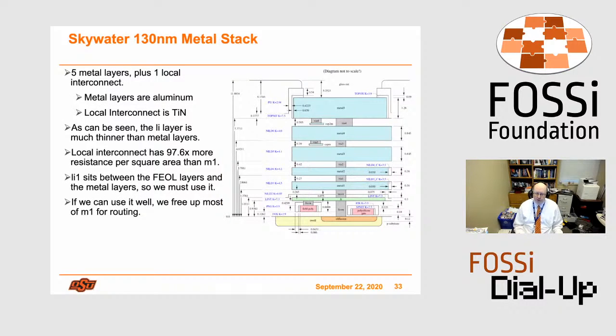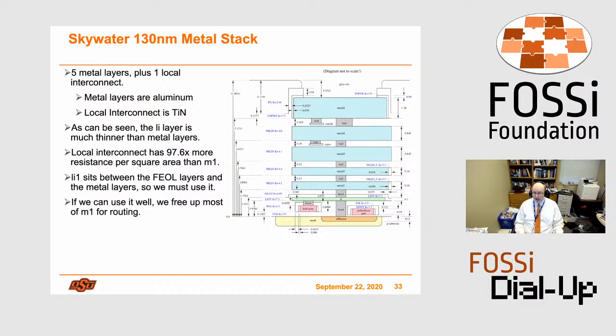So one of the interesting things that we've tried to do, and I hope this makes sense, is the SkyWater 130nm PDK has 5 metal layers as shown in this great diagram. It also has one local interconnect layer, which is shown in the green layer on the bottom. And if you look at this really closely, you can see the K values are different for each one. The metal layers are all aluminum, and the local interconnect layer is titanium nitride.